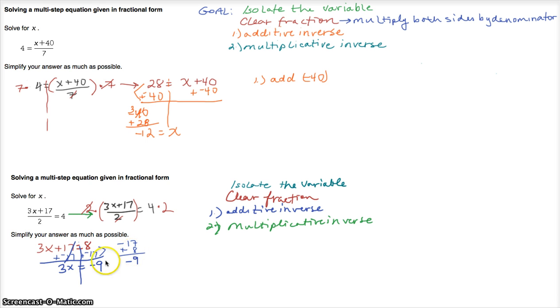The next step I've performed is the additive inverse. I added the opposite value of my constant to get 0 here, which left me 3x, and then 8 plus negative 17 equals negative 9. And here's that work right here.